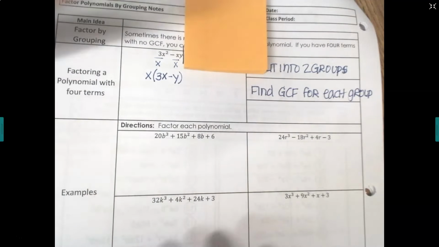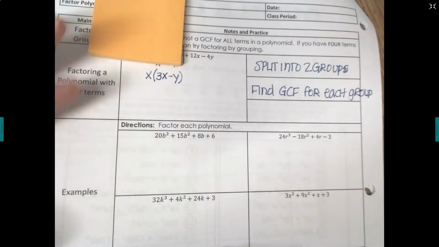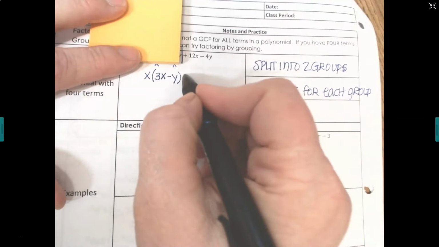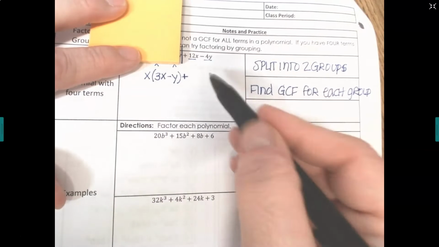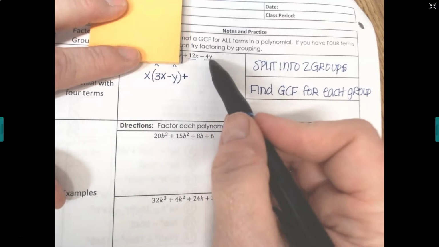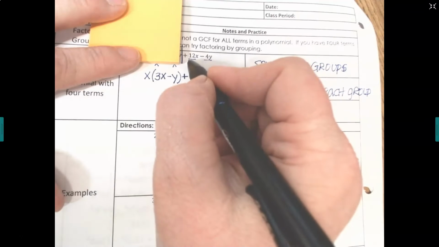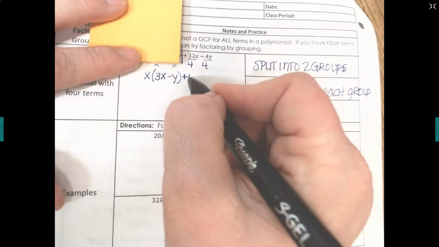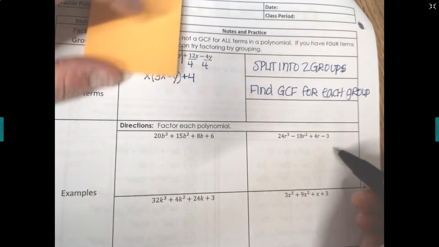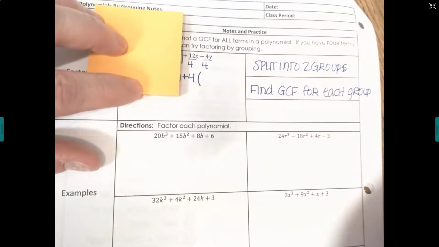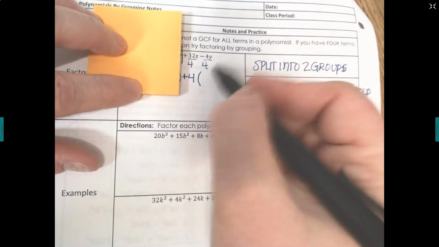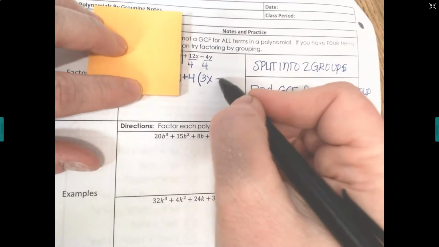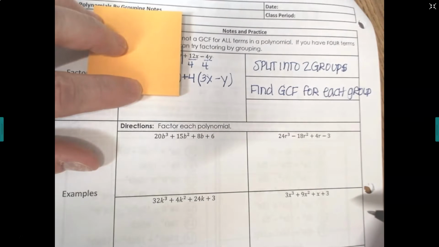Now that we're done with the left-hand side, let's cover that up and only look at the right-hand side. On the right-hand side, this leading coefficient is positive, so that means whatever I'm going to divide by is going to be a positive number, so I'm going to bring that positive down. 12 and 4, 4 goes into 12 and 4 goes into itself, so they have a 4 in common. They do not have any variables in common, just the 4, so I'm going to put plus 4 right there. Open up parentheses and put whatever's left over. 12x divided by 4 leaves me with 3x. Negative 4y divided by 4 leaves me with negative y because the 4's cancel out.